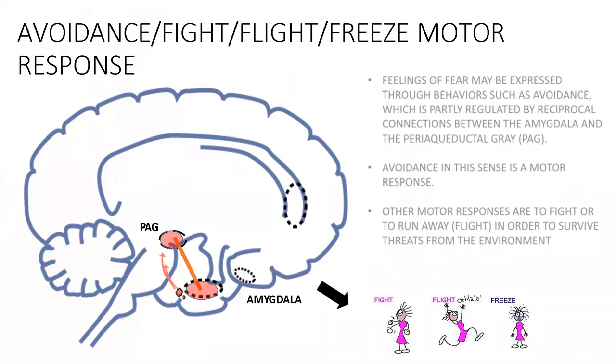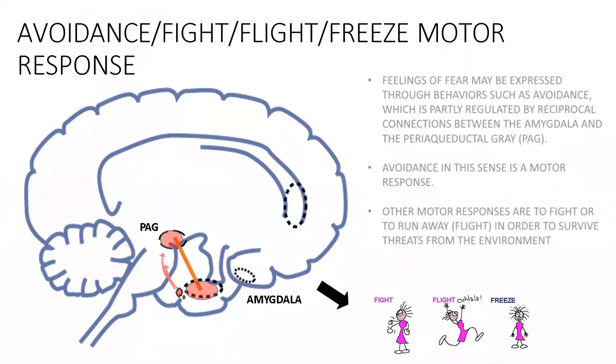For all these things, there are neurobiological explanations of how a person can have these responses. You can see avoidance, fight, flight, freeze. These are all motor responses, because you have to use your legs and hands to fight or flee, or freeze. Sometimes you don't have any kind of response. You can see this through behaviors such as avoidance.